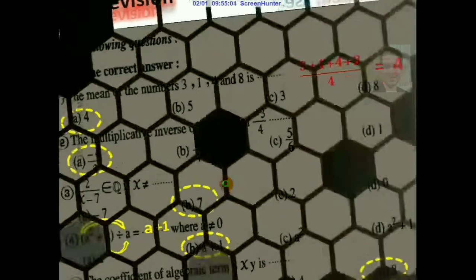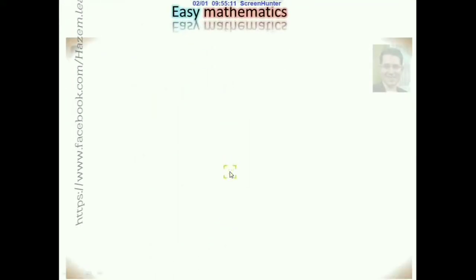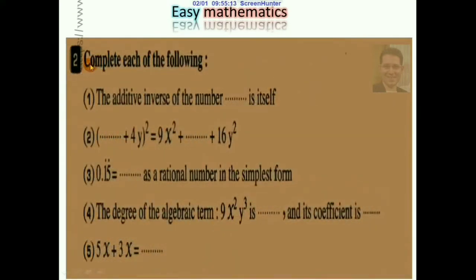Let's see more exercises. Exercise number 2 from page Easy Mathematics with Mr. Hazim. Number 2, complete each of the following. Number 1, the additive inverse of the number what is itself. What about the number? If you want to find its additive inverse, it will give us the same answer. Yes, it will be 0. Yes, this is the right answer here, because when we want to find negative 0 or positive 0, both of them are the same.